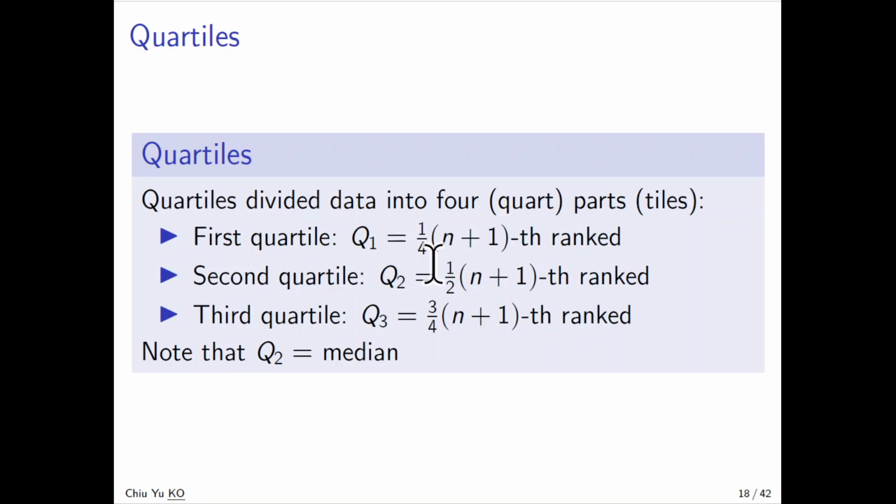If (n plus 1) over 4 is an integer, then we can exactly pinpoint the first quartile. But if it is not a whole number and is a decimal, it can be 0.5, maybe 0.25, maybe 0.75, then we have to do some averaging. For 0.5, it is the average of the two neighboring numbers. For 0.25, it is a weighted average of the two neighboring numbers, and likewise for 0.75. So the calculation can be a little bit more complicated.